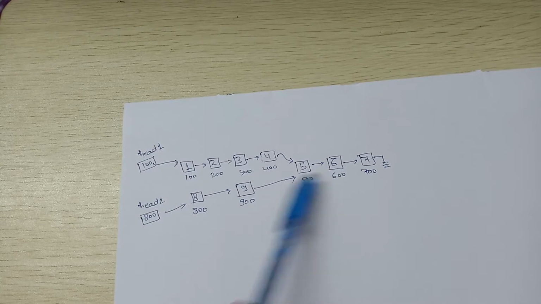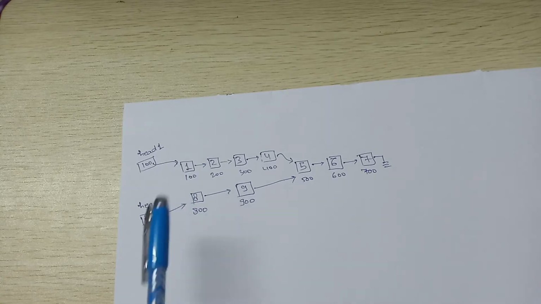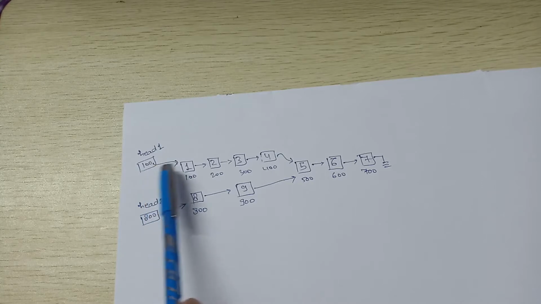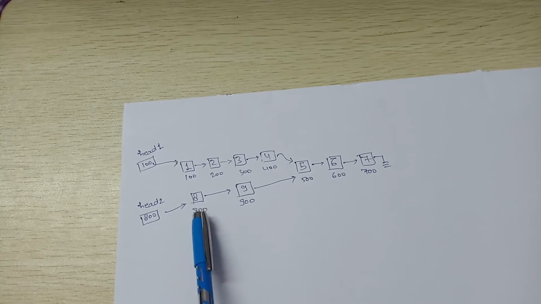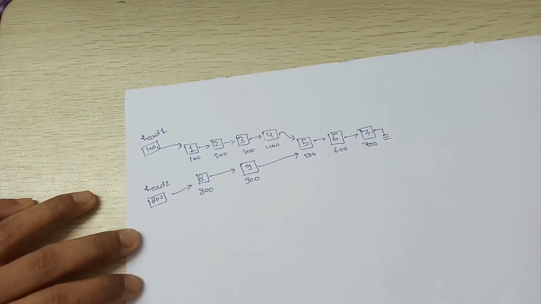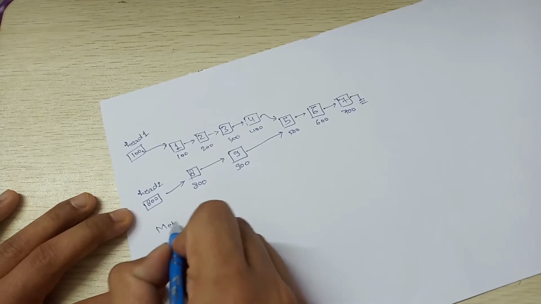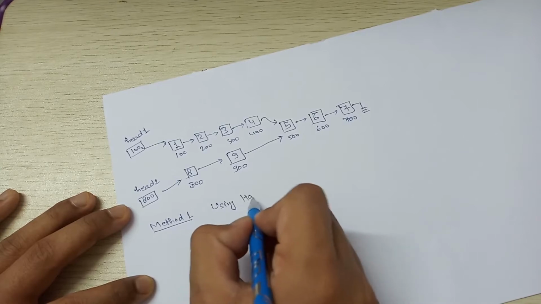These are the two linked lists given to us, and the heads of both linked lists are given. This is head 1, which holds the address of the first node of the first linked list, and this is head 2, which holds the address of the first node of the second linked list. We are going to see two methods to solve this question. The first method uses hashing, and it takes linear time complexity. So let's call it the first method, using hashing.